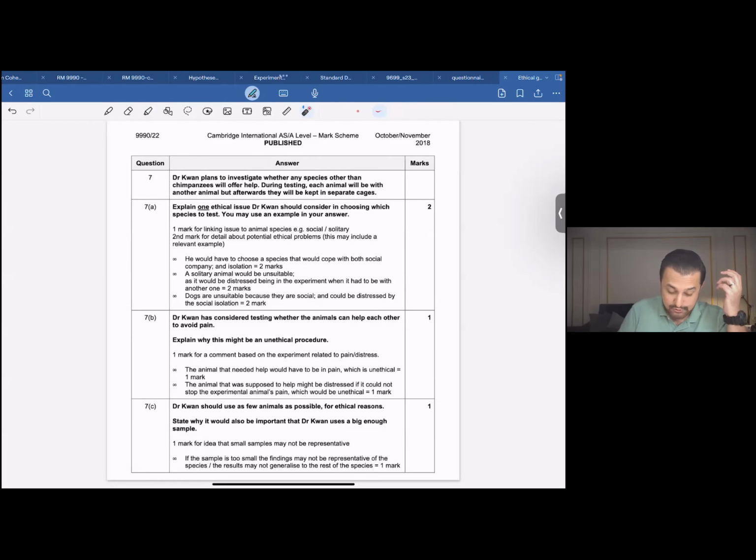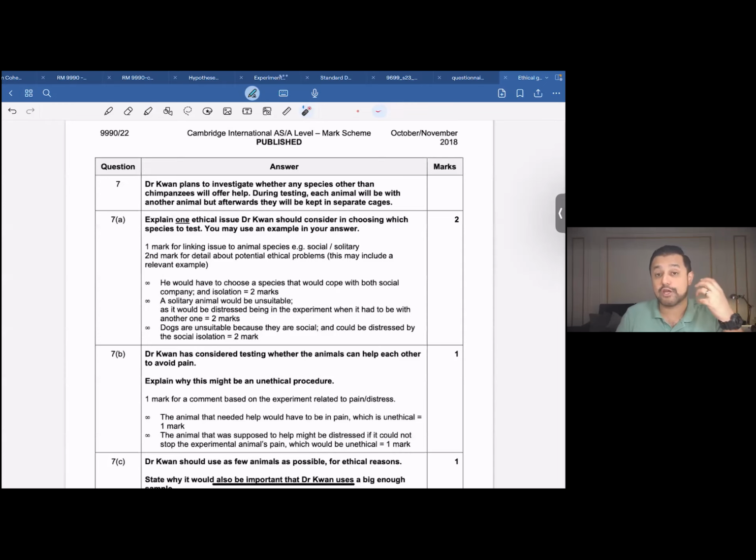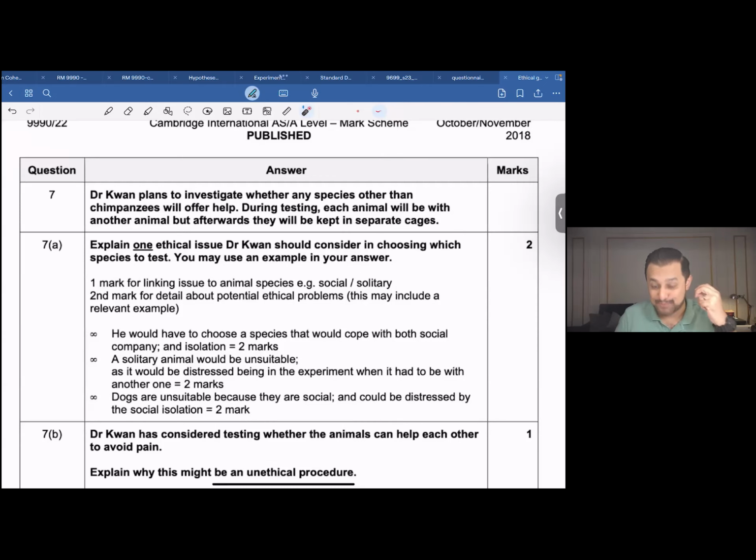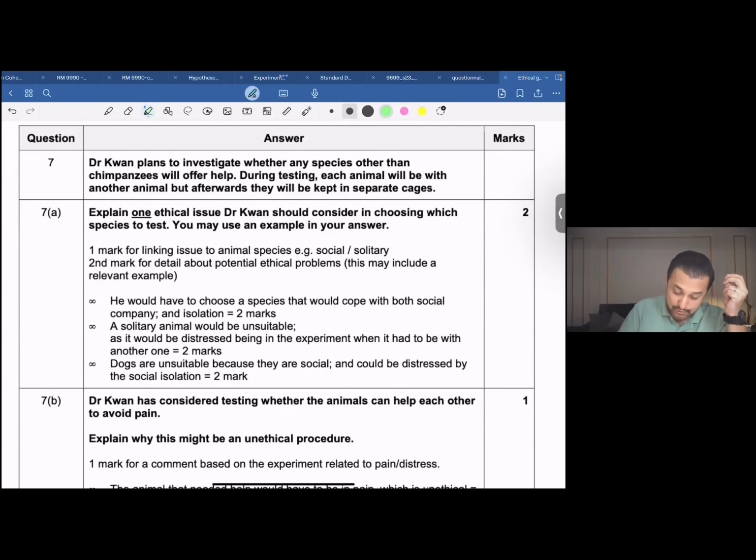I chose this particular question to show you that you could get questions on novel research situations as well. So having a look at this one real quick, Dr. Kwan plans to investigate whether any species other than chimpanzees will offer help. During testing, each animal will be tested with another animal, but afterwards they will be kept in a separate cage.